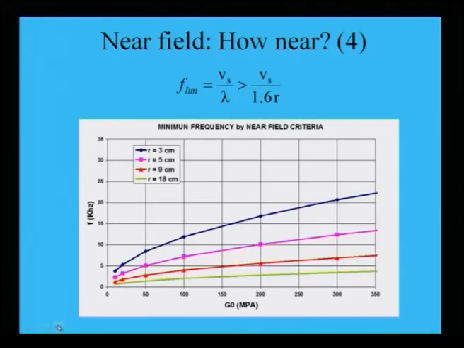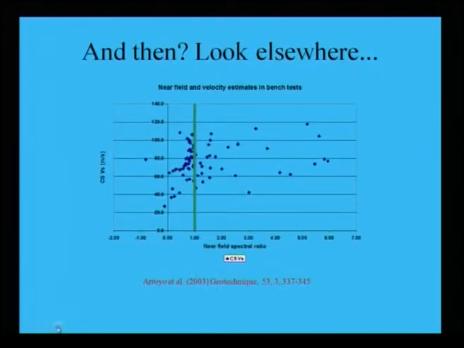Minimum frequency by the near field criteria: near field, how near? The frequency limit is Vs by lambda, and it should be greater than Vs by 1.6 r, and then look elsewhere. Where elsewhere? If it is in the near field and these are the problems, then look elsewhere.